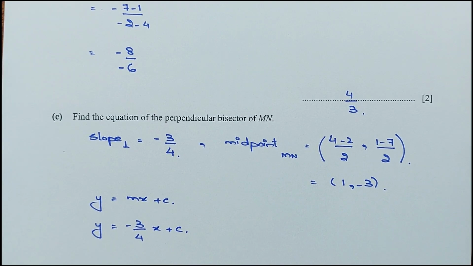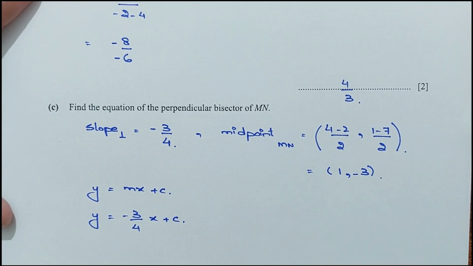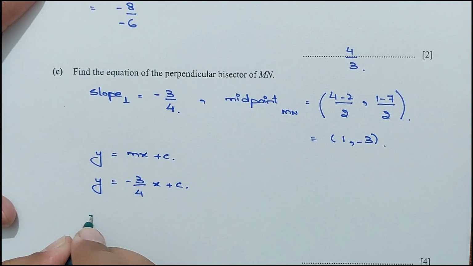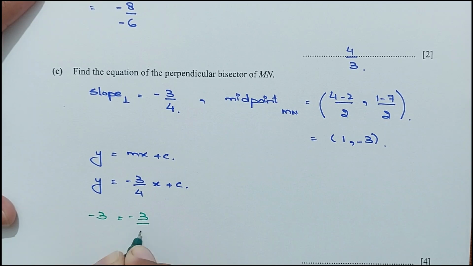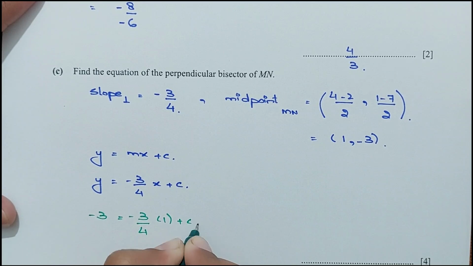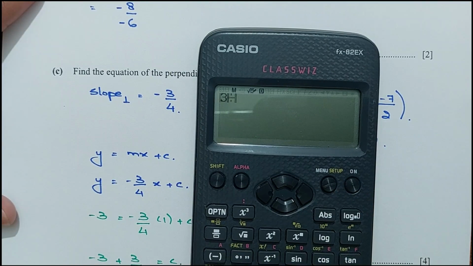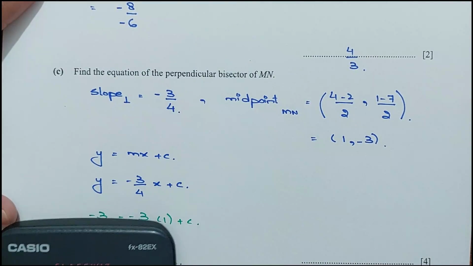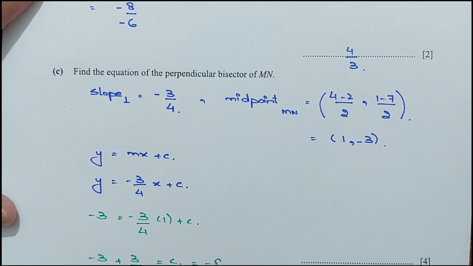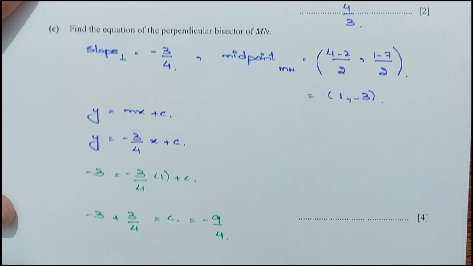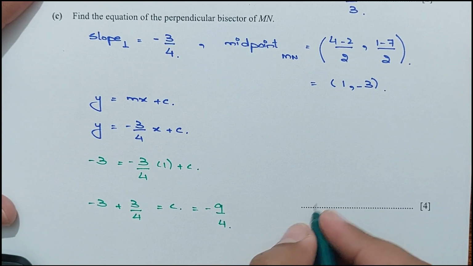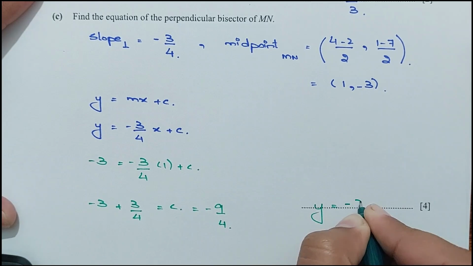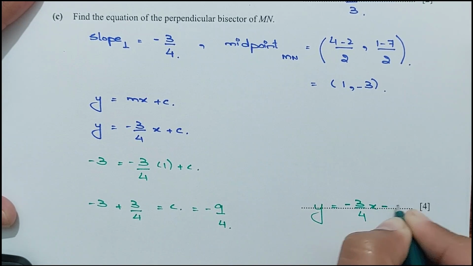Okay, we have to use the coordinates (1, -3), where x is 1 and y is minus 3, to solve for c. Minus 3 plus 3 by 4 is the c value. 3 by 4 minus 3 is minus 9 by 4, so the c value is negative 9 over 4. So the equation of the perpendicular bisector of MN is y equals negative 3 by 4 x minus 9 by 4.